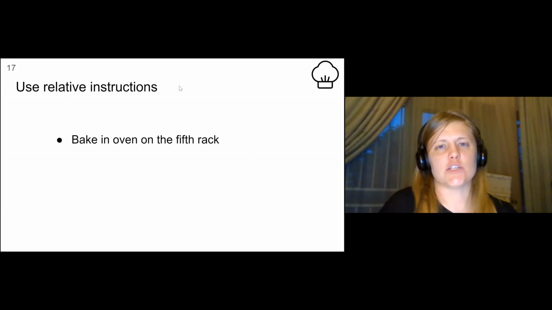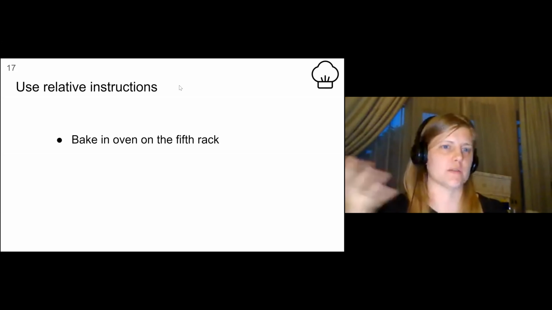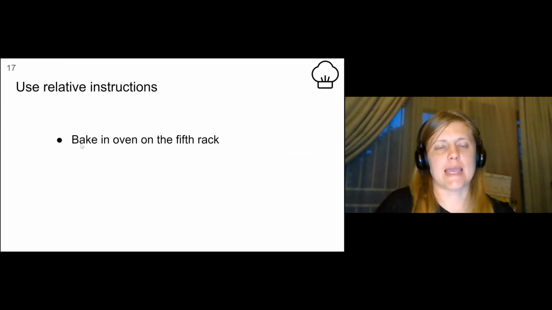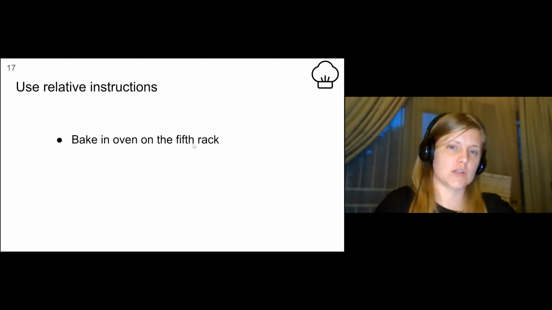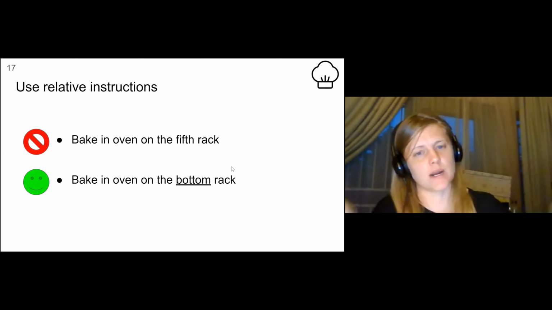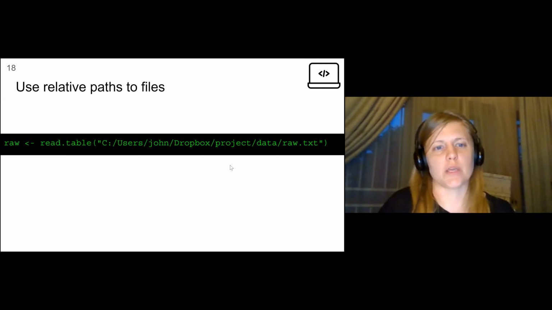Okay, the next thing is that you should use relative instructions. I think we've all had that situation where someone sends you code and it ran on their computer and you can't run it because you don't have relative instructions. So for example, in terms of baking, one cook might say, bake it in the oven on the 5th rack, right? But that oven has 5 racks, and your oven has 4 racks. So a more relative instruction would be bake it on the bottom rack, because then it doesn't matter what oven you're working with, and in terms of coding, what computer system you're working with.